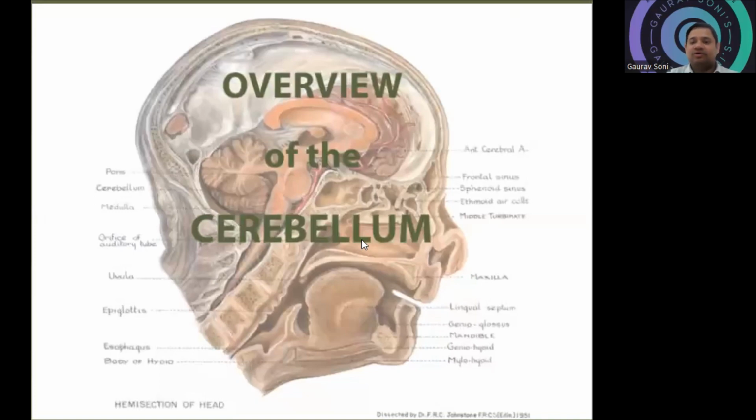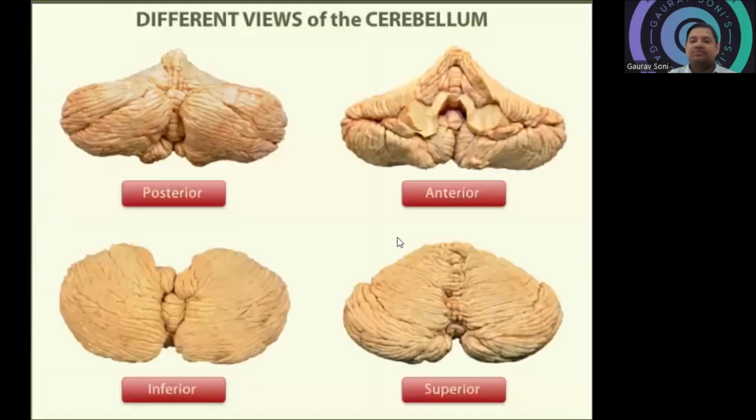Today we are going to talk about the overview of the cerebellum. The cerebellum is the next posterior part to the cerebrum, and it is basically important for coordination. A special part we are going to deal with here will be about the location. So let us see some different views which can be observed.